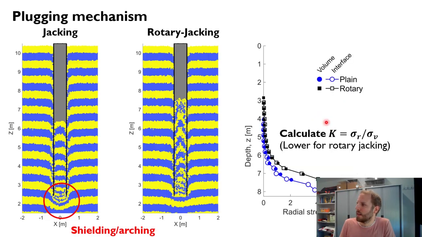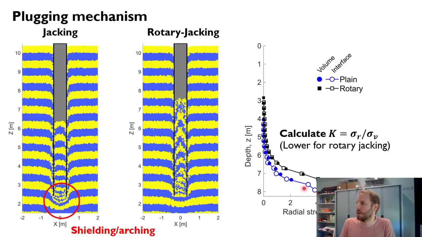Now we can also calculate, thanks to the DEM, the radial stress profile inside the plug, which we have done in case of plane jacking and rotary jacking here. You can see that the rotary jacking has a higher radial stress, but still it has a lower internal side friction because of this rotation of the shear stress. So it is easier for the soil to enter the plug.